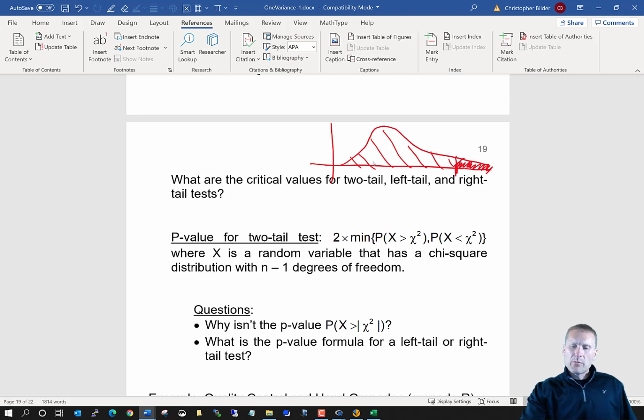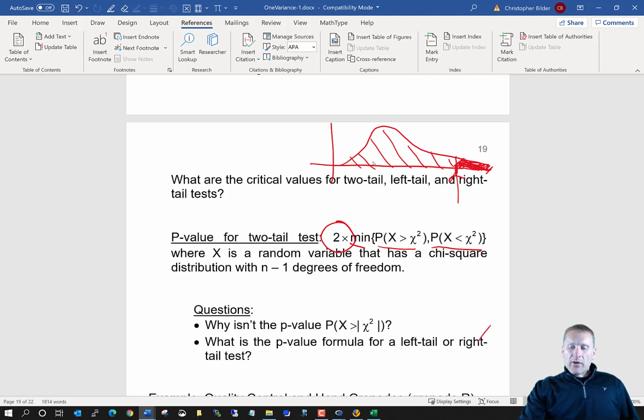But again, as a measure of how extreme I am relative to this distribution, what I'm looking for always is that smallest probability. In other words, the minimum of the 2 different probabilities that one could calculate. And then I'm going to take it times 2 because I have a two-tailed test. So that's how you would find the p-value.